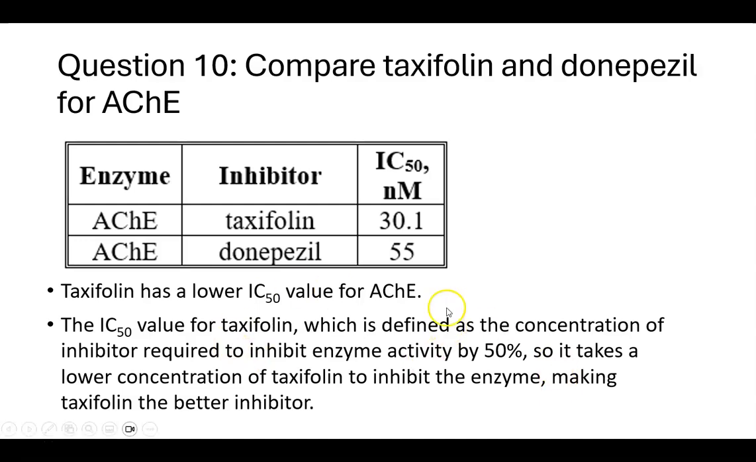Question 10 asks something similar, except IC50 values were all that the authors provided. So again, if you look at the IC50 values, compare the one that's given with the one that you obtained from the graph that was given. Again, it looks like it takes more inhibitor to inhibit the enzyme activity by 50%. So maybe that's a better inhibitor.